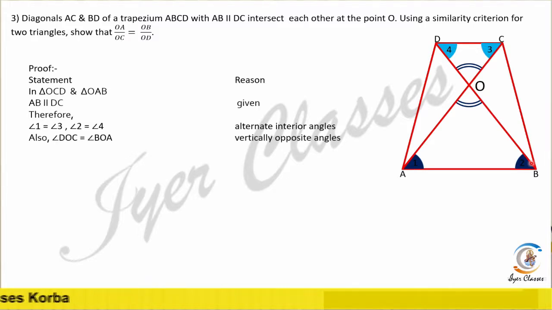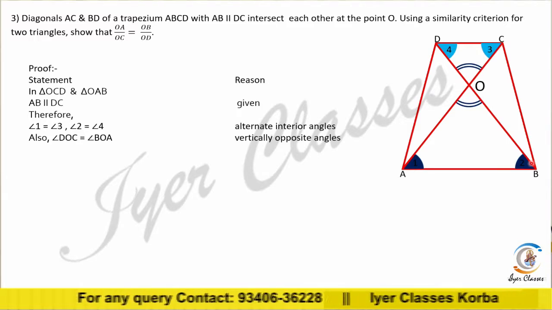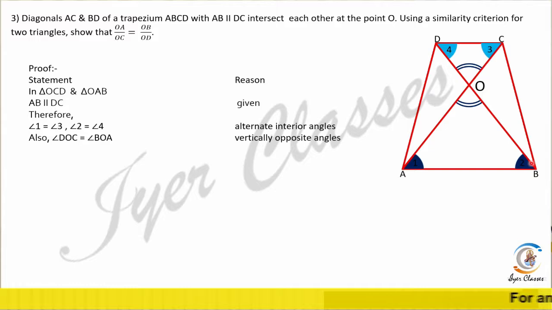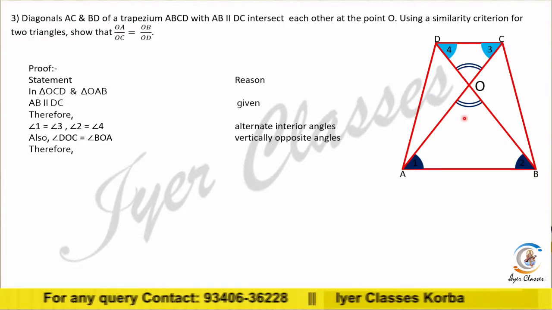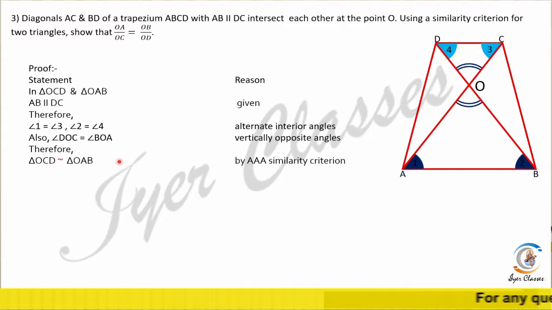Now you can also see that angle DOC is equal to angle BOA. So these two are equal. Why? You know that they are vertically opposite angles. Now in the two triangles OCD and OAB, you can see that all the corresponding angles are equal. So by AAA similarity, triangle OCD and triangle OAB will be similar to each other.